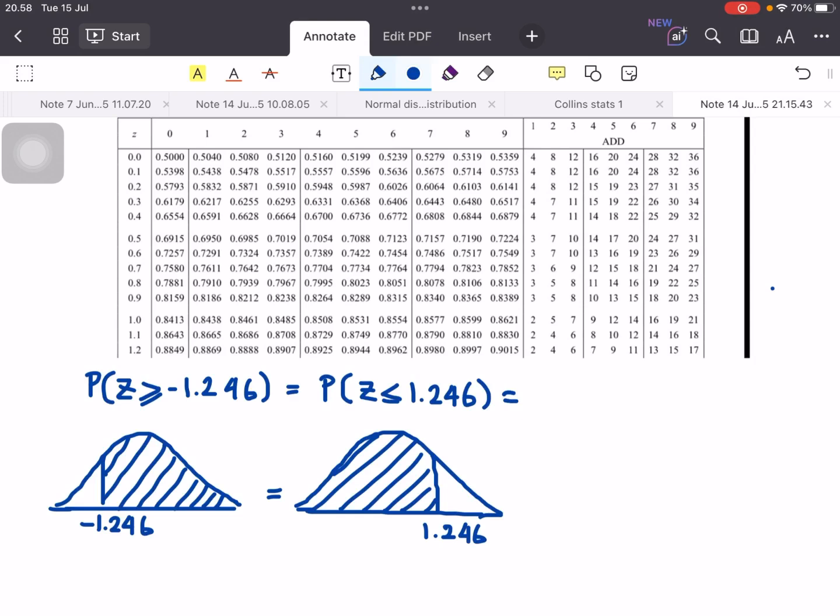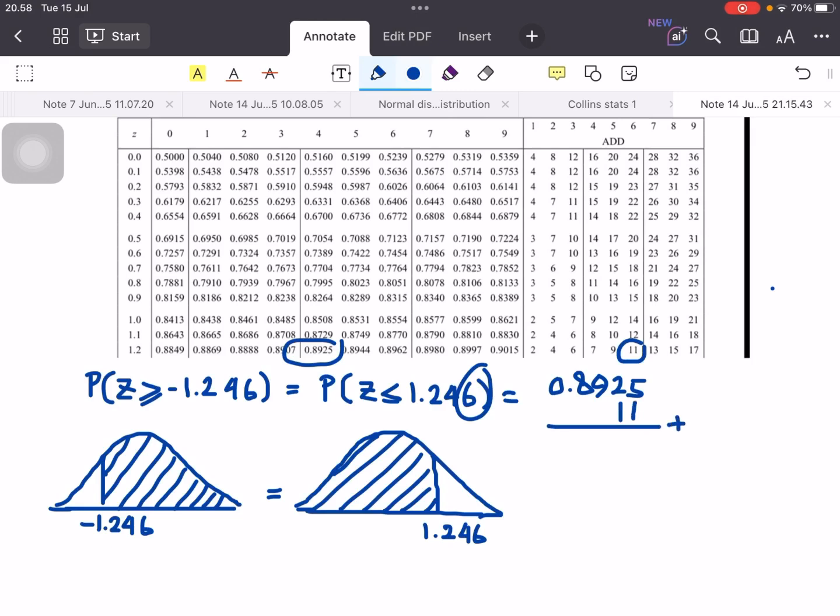So 1.24 first. 1.24 is this one, 0.8925, and then for the last digit we use this one, which is 11. So add, and the result will be 0.8936.